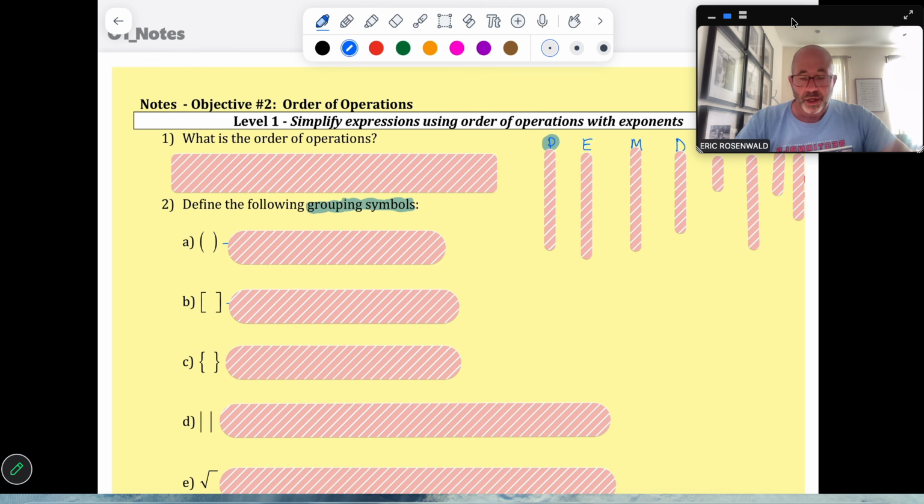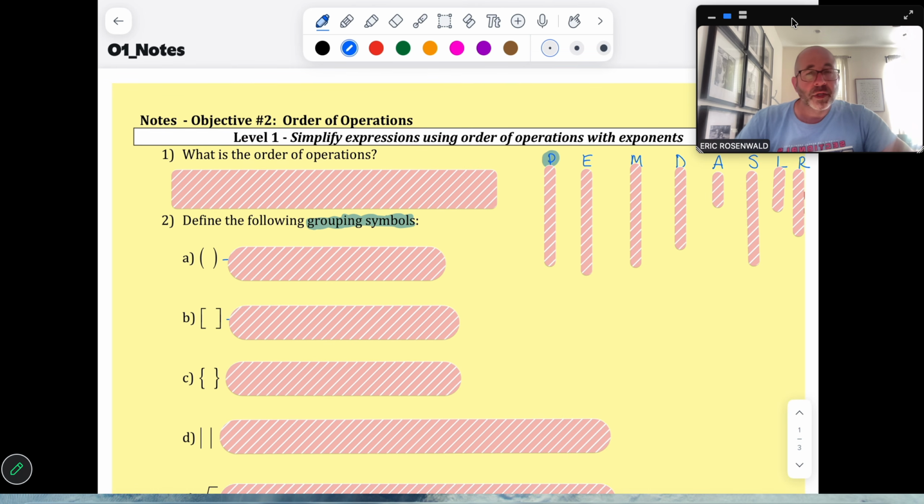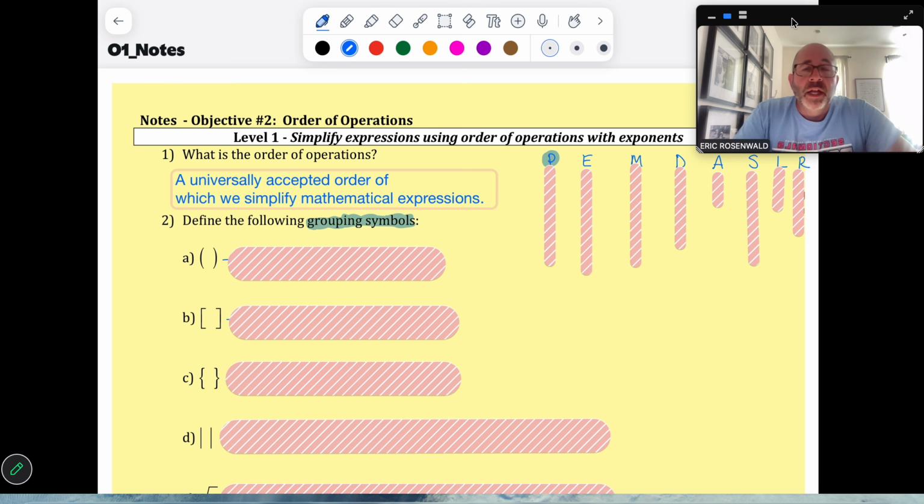Okay. So to start us off here, the first unit that we're going to be working with is order of operations. So the first question we have to ask is, well, what is the order of operations? Why do we have it? We have it because it's a universally accepted order in which we go through and do mathematical computations. If you in America are doing the order one way, and I in China am doing the order a different way, and we're trying to collaborate and do mathematical operations, if we don't do it the same way, people die.